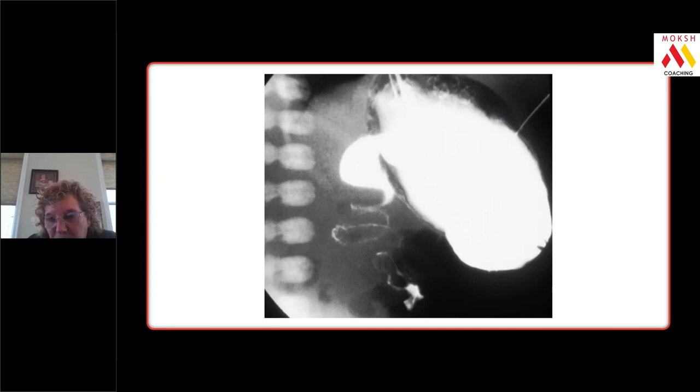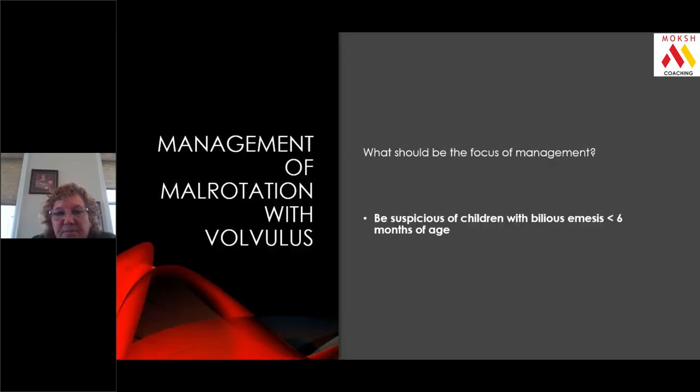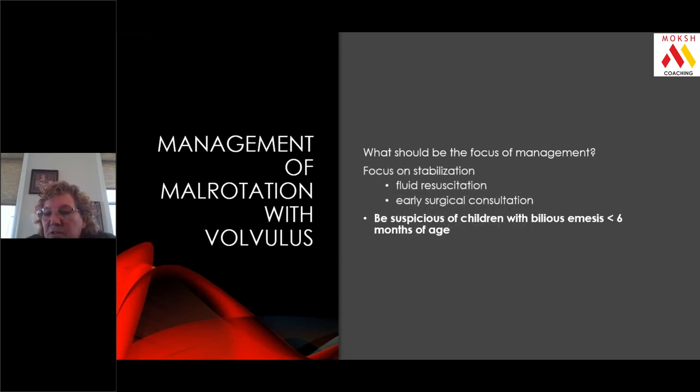And this was an even prettier picture of a huge stomach, duodenal bulb, and then a corkscrew. And that's the classic finding for a malrotation with volvulus. Focus of management, stat surgery consultation. Yes, honestly, they need to get to the operating room.